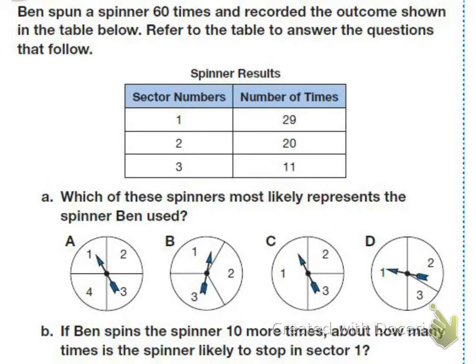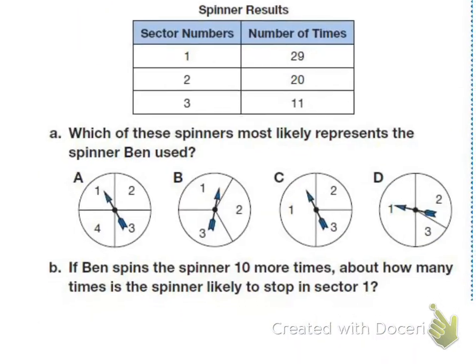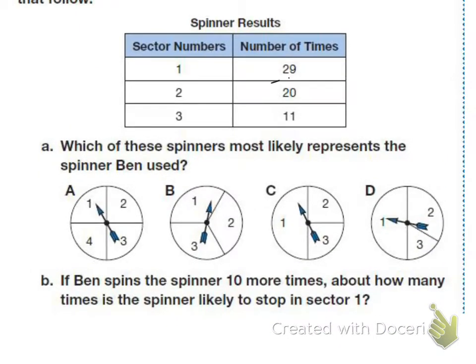Okay, next problem. It says, Ben spun a spinner 60 times and recorded the outcome shown in the table below. Refer to the table to answer the questions that follow. Okay, so here are my spinner results. So it landed on number 1 29 times, number 2 20 times, and number 3 10 times. So it says, which of these spinners most likely represents the one that he used?